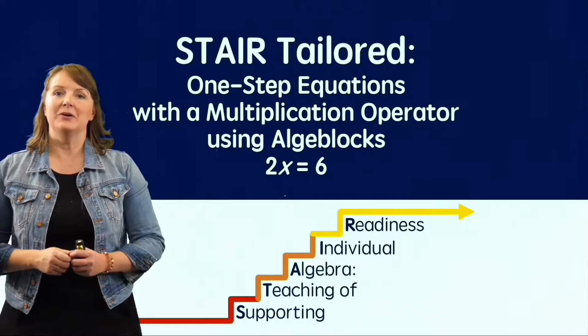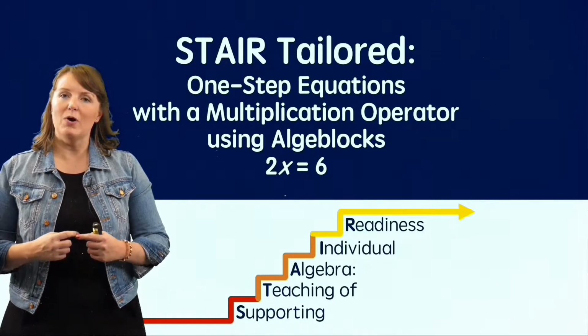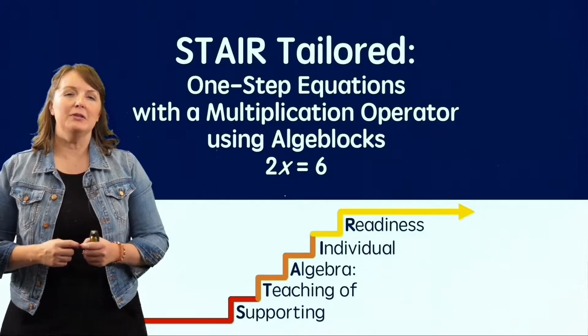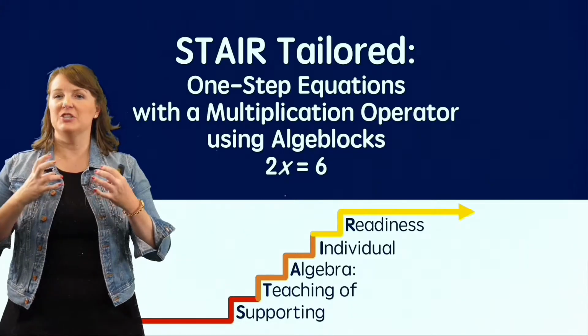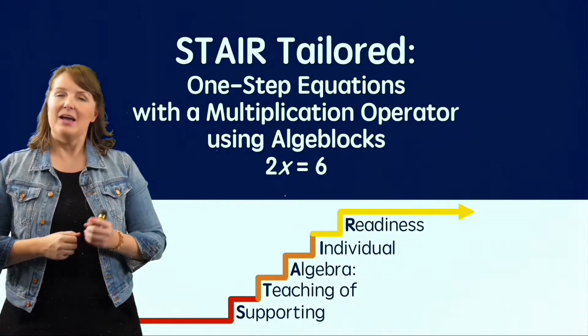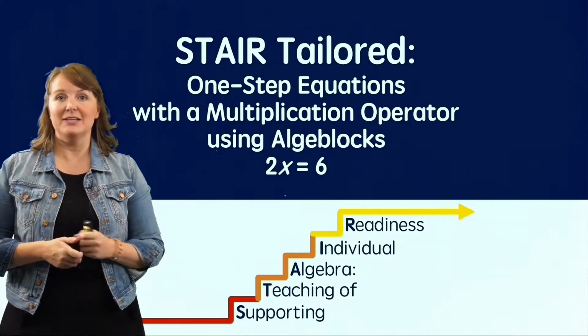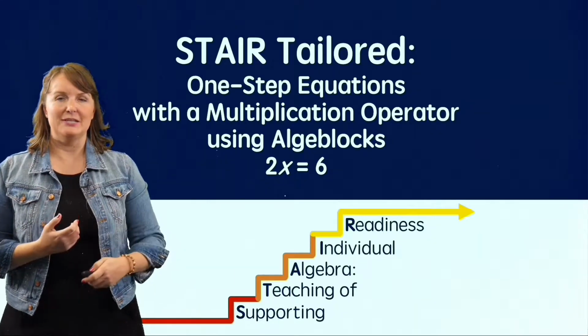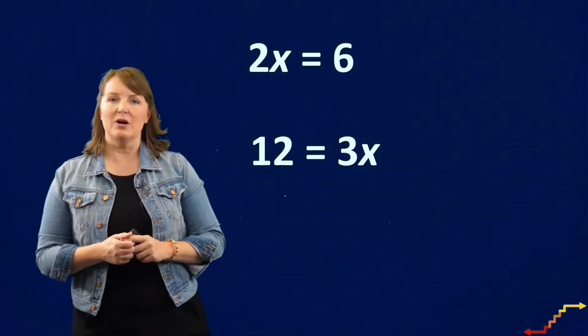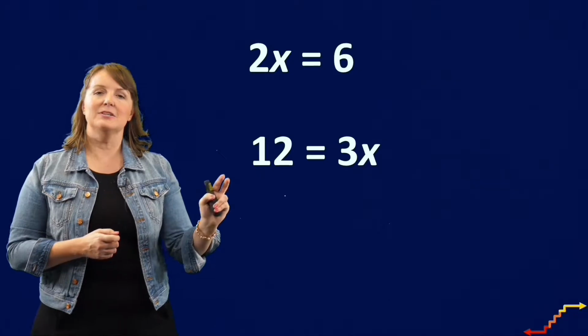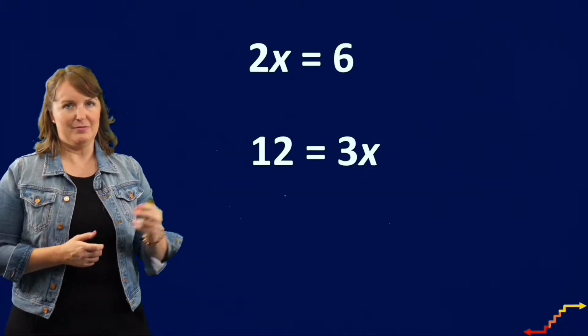Today in this STAIR Tailored, we're going to think about how we can solve one-step equations, and we're going to look at those equations where there's a multiplication operator at play. And we're going to use Algeblocks to solve things like this, 2x equals 6. So we are going to solve these two equations here, 2x equals 6 and 12 equals 3x.